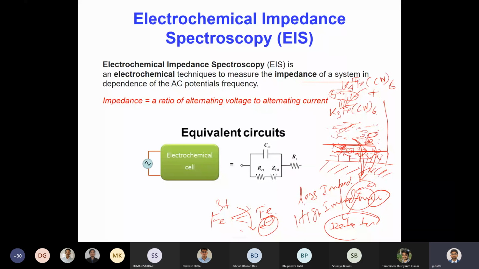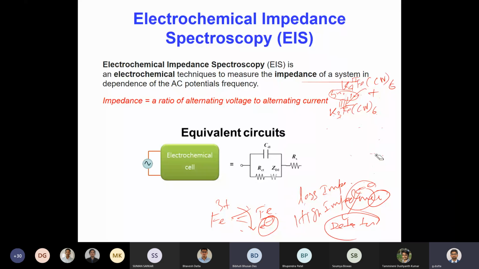So let's think, when we are adding some electrolyte solution, it behaves like a double layer. Why I am saying the double layer, that I am going to describe now.